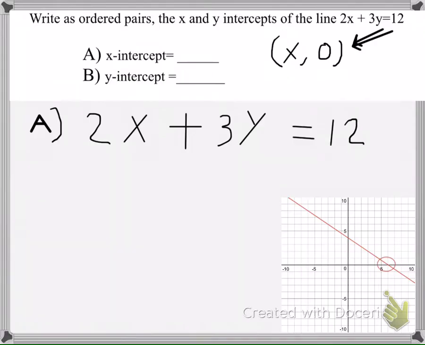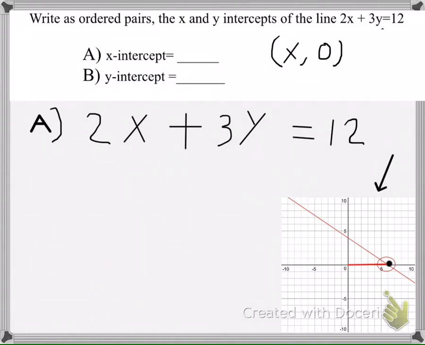The specific x-intercept of the graph that we're given is right here, and that point happens to be at 6 comma 0. So that's how we showed it graphically.